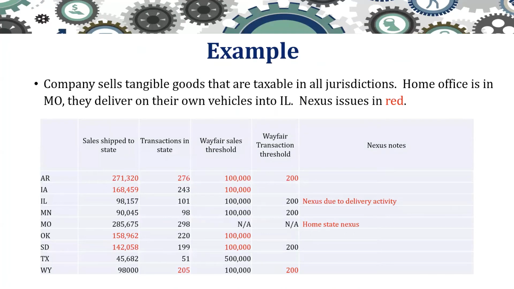So this company is a Midwestern company that sells tangible goods. They're always taxable, so that's easy. We don't have to worry about that. Home office is in Missouri, and they deliver on their own vehicles to Illinois. So we made a chart that shows sales shipped to the state over here by state.